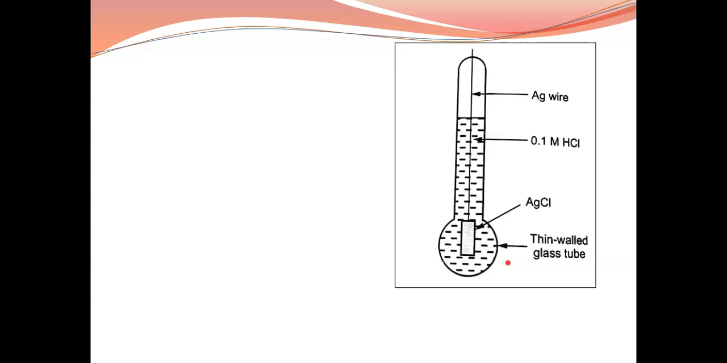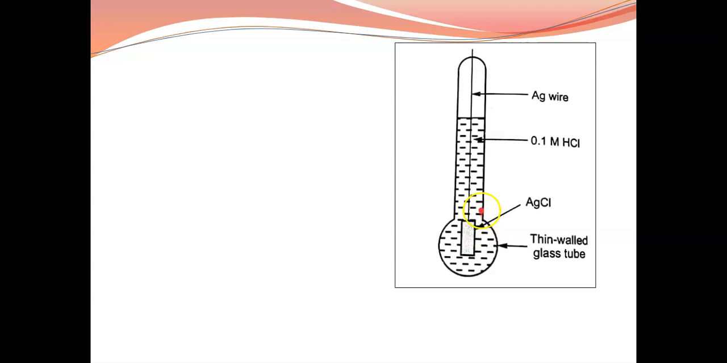Let's first understand how the glass electrode is constructed, and then we will see with the concentration of which ions its potential varies. As you can see, the construction of glass electrode is very simple. It is having a glass tube. This is a thin walled glass tube which is having very high electrical conductivity. This is a broad glass tube.